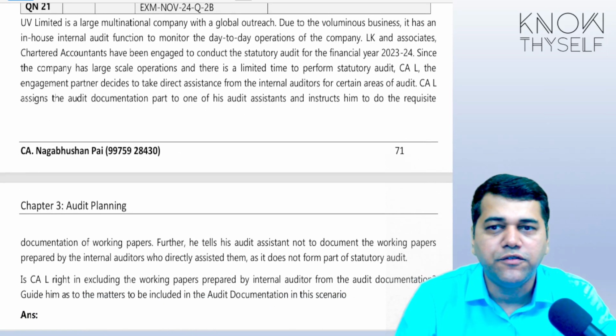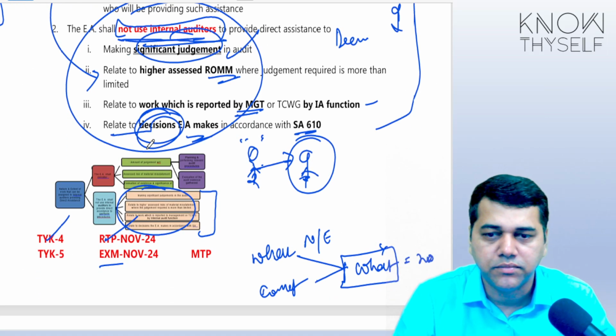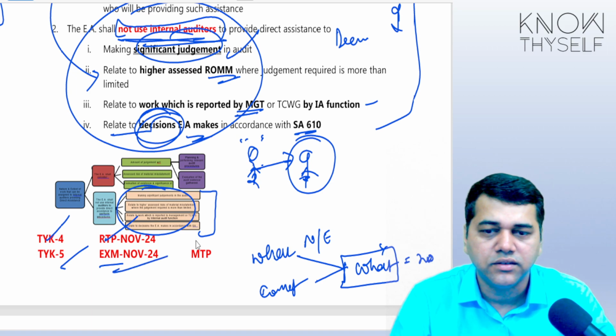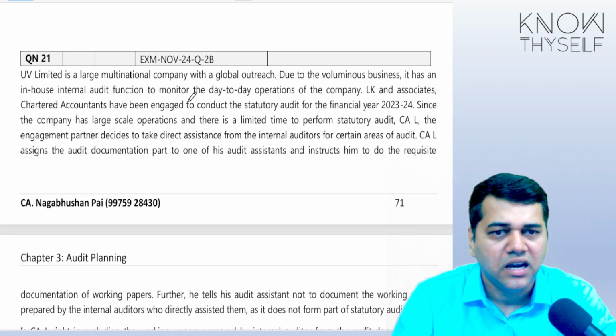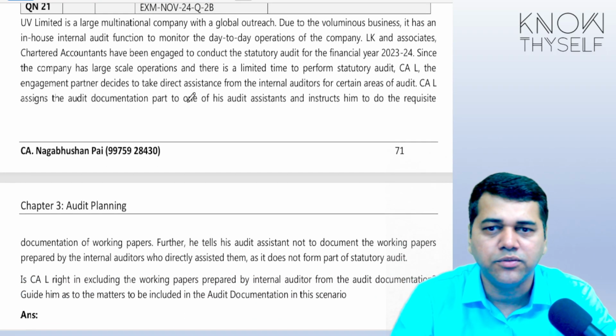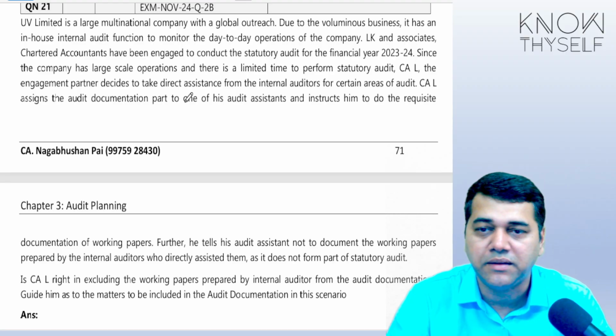Now, November 24, your examination question came. Okay, so we have already seen this. Now, the November 24 examination question. Let's see what they have asked. I think we can reduce the priority also, because already this question has been asked in the exam.